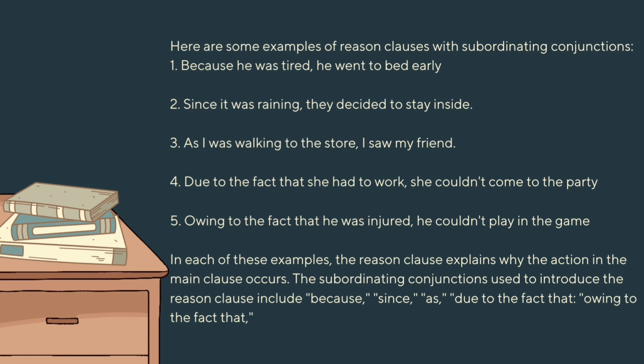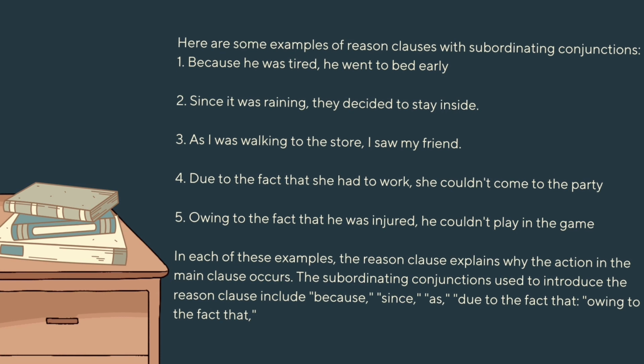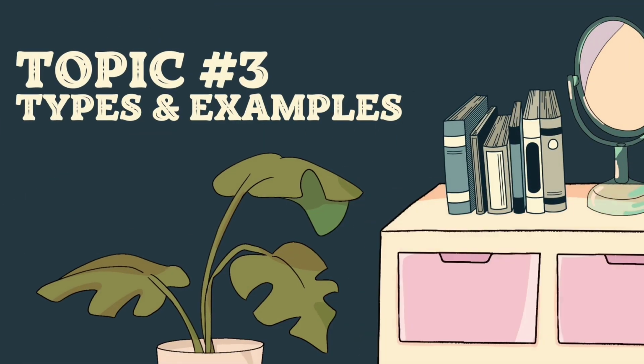Fourth, due to the fact that she had to work, she couldn't come to the party. Fifth, owing to the fact that he was injured, he couldn't play in the game. In each of these examples, the reason clause explains why the action in the main clause occurs. The subordinating conjunctions used to introduce the reason clause include because, since, as, due to the fact, owing to the fact. Thank you for your time.